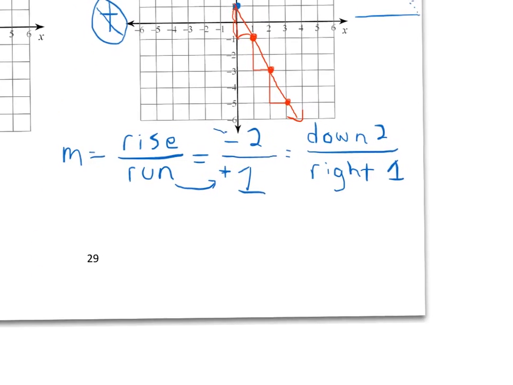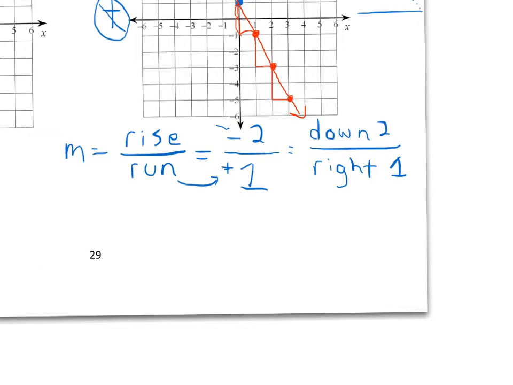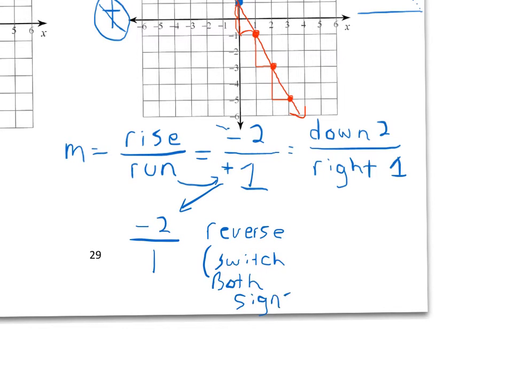Let's go back down here to our slope. We had -2 over a +1. If we reverse that, all I need to do is switch the signs of both numbers. So it was a -2, I'm just going to rewrite that: -2 over 1. I just got that from here. When I reverse it, all I'm going to do is switch both signs.